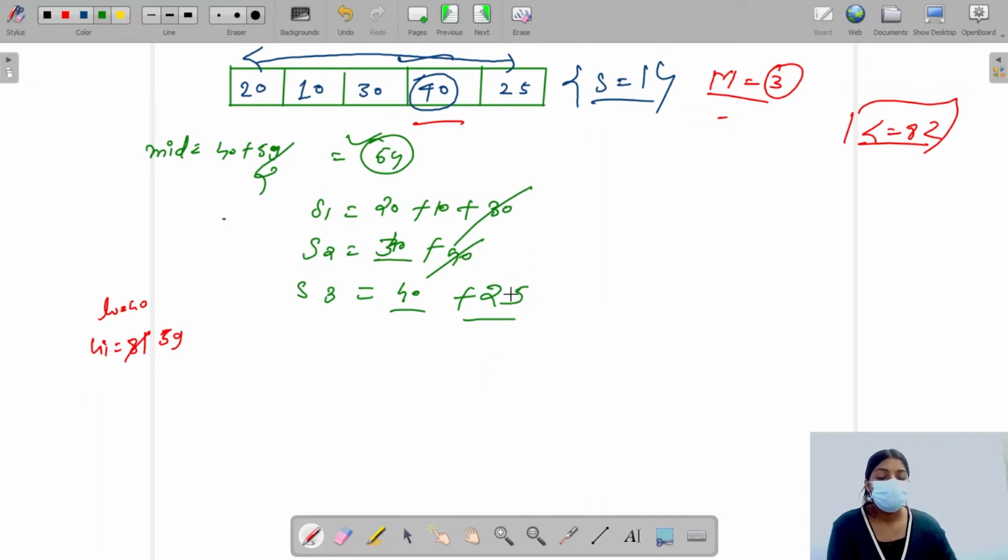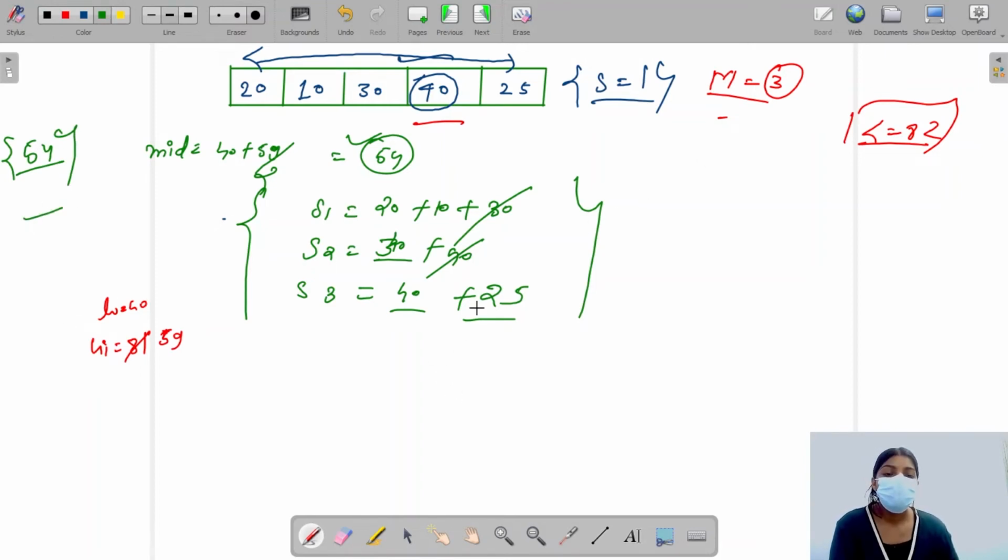I say no, it's not possible that by keeping a load of 54 pages, I can assign these books among the three students, right? Because they are not capable of reading books with more than 54 pages. So what I say is, just increase their capability to mid plus 1. So now low becomes equal to 55. Now my high is equal to 59.